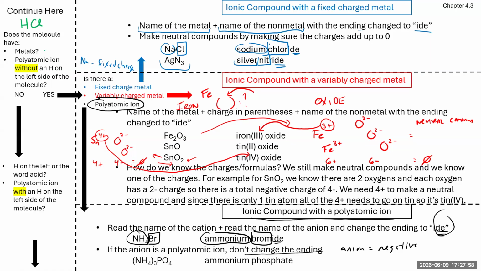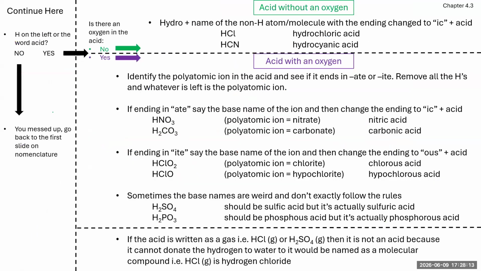Does the molecule have metals? No. Polyatomic ion? No. So we're going to go down. Is there an H on the left or the word acid? Yes. So then we go down here. Basically, if you say no here, you messed up. Go back to the first slide on nomenclature and cycle through and see where you end up. But since I'm going to rewrite this here, HCl, boom.